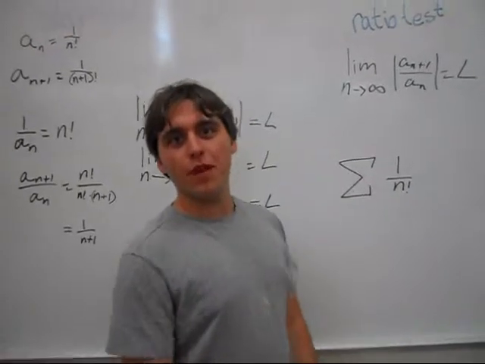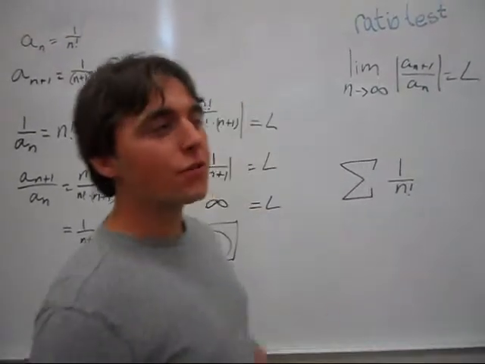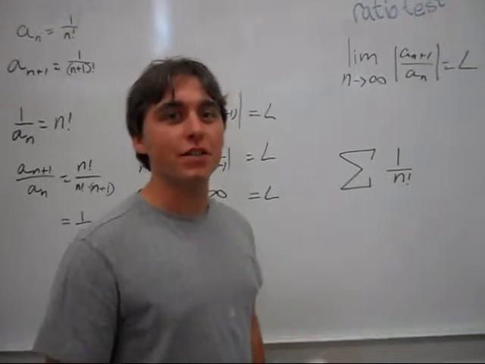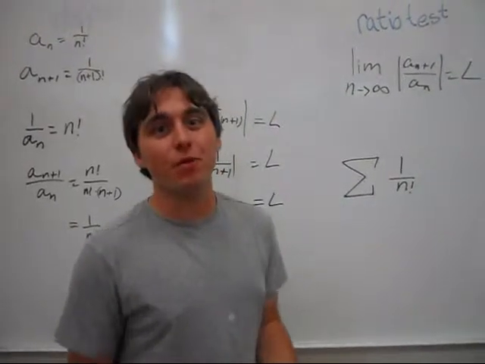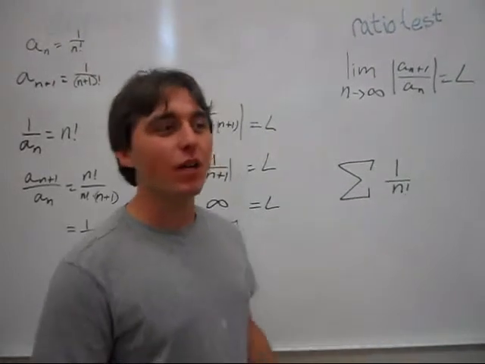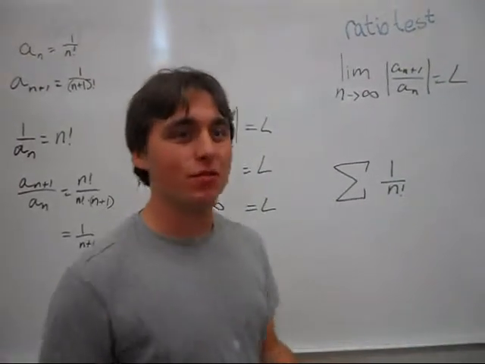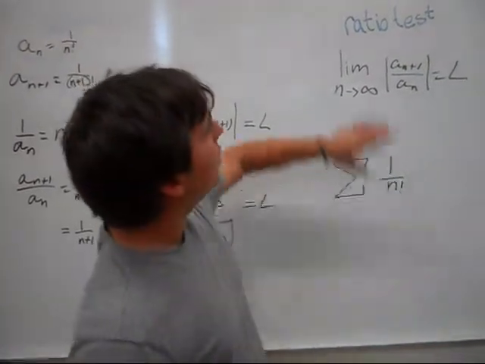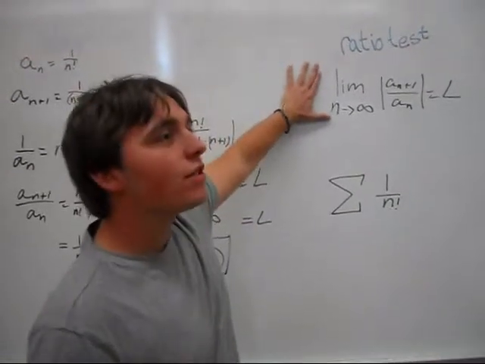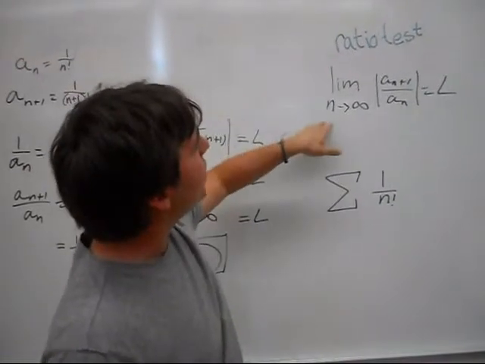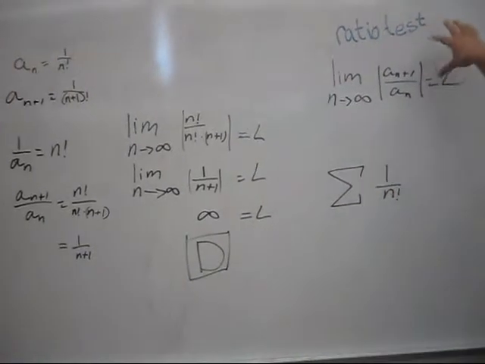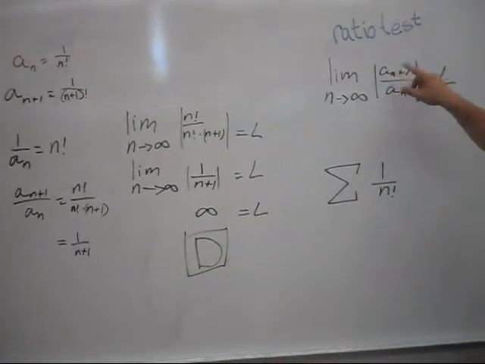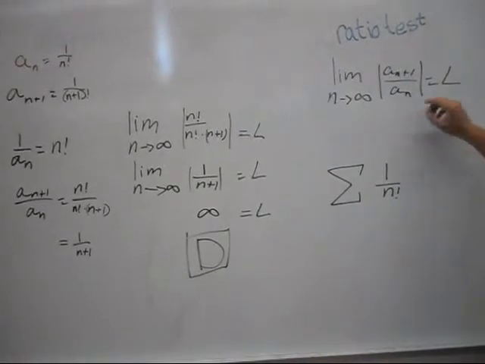Hello children, ratio test time. Now this particular test comes in handy a lot. You can use it pretty much every time you want to. Sometimes it's better than others, but it's pretty much the go-to test for this kind of stuff. So, let's see this. This is our little formula for it. It's the limit as n approaches infinity of the absolute value of a sub n plus 1 over a sub n equals the limit L.